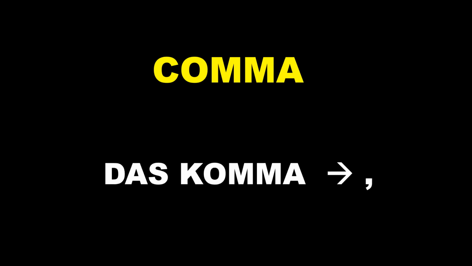Second is comma, quite frequently used. In German we call it das Komma, and the sign is same as English. Let's go ahead. Next punctuation mark, here we have taken semicolon. In German we call it das Semikolon, and the sign is same.